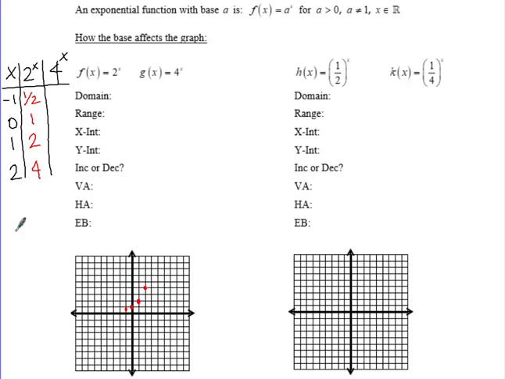If I wanted to, I could go ahead and look at the x value of 3. 2 cubed is 8, so I could add another point in here. If I continued with some more negative x values, I would just get smaller and smaller fractions that get closer and closer to 0. So my graph for 2 to the x looks like this.